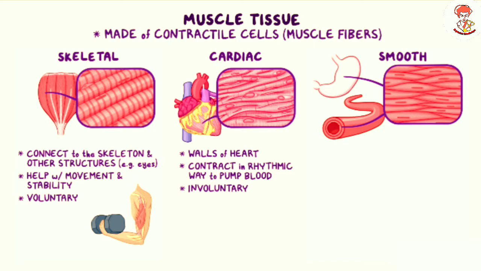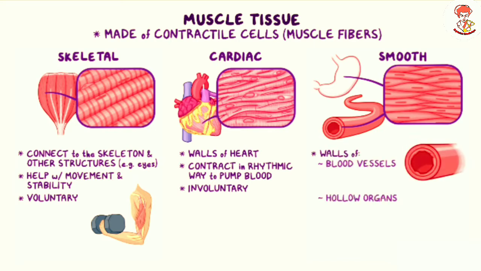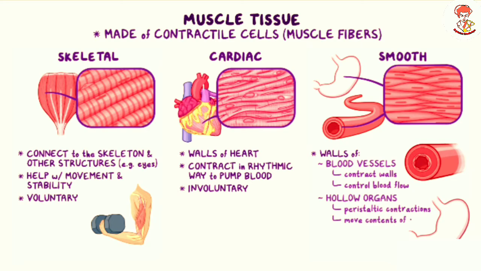At last we have smooth muscles, which mainly lie in the walls of the blood vessels and hollow organs. In blood vessels, smooth muscles help to contract the vessel's wall to change its diameter, which helps to control blood flow. In hollow organs, smooth muscles perform rhythmic contractions called peristaltic contractions, which move the contents of these organs in one direction, like food in the stomach or intestine.